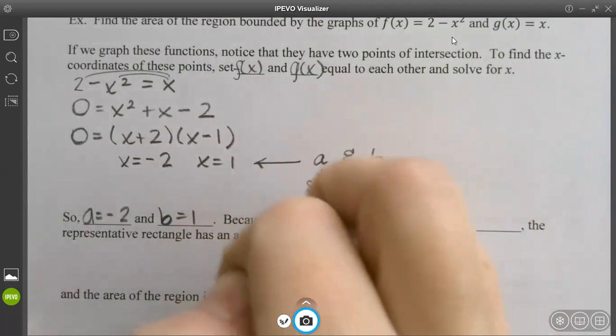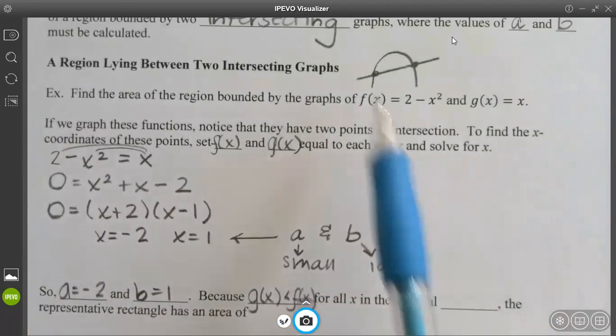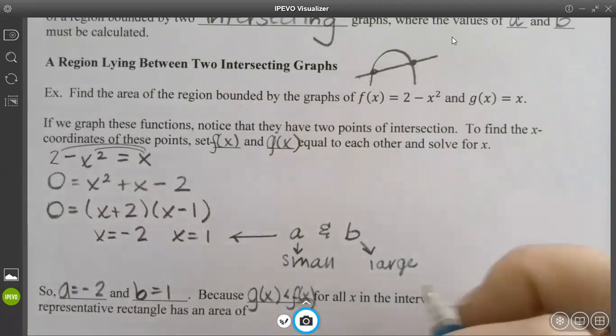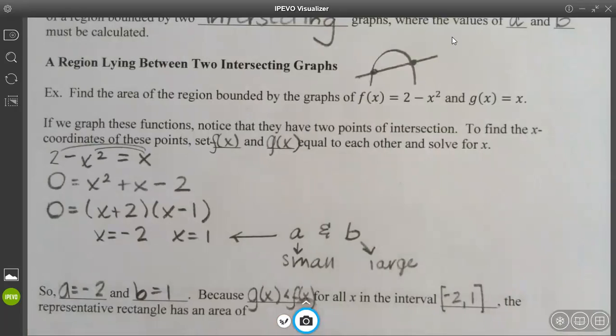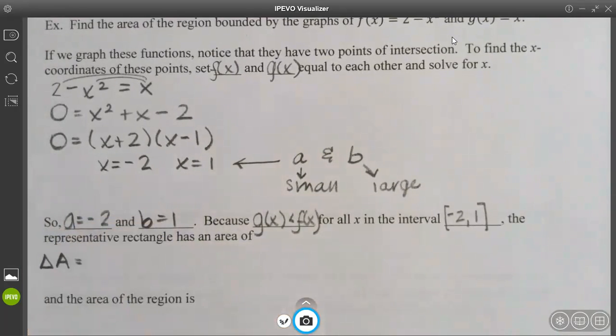Because g of x is less than f of x. So remember, g of x was the straight line, which is below the curve, for all x in the interval negative 2 to 1. The representative rectangle has an area of delta A. How did we find delta A? Go back up to the top. How do we find delta A?